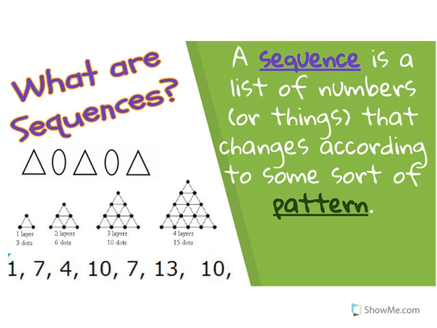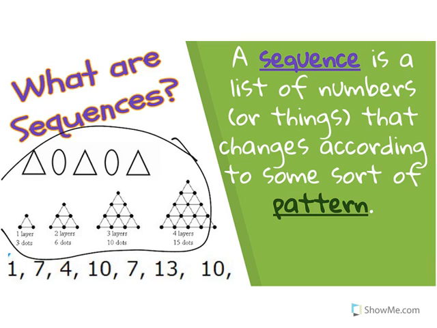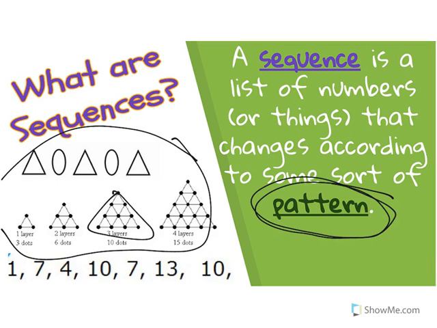For example, what are sequences? A sequence is a list of numbers or things. We will often do things like triangles and things with toothpicks and stuff like that, that changes according to some sort of pattern. Okay, so we're talking about patterns going on here.